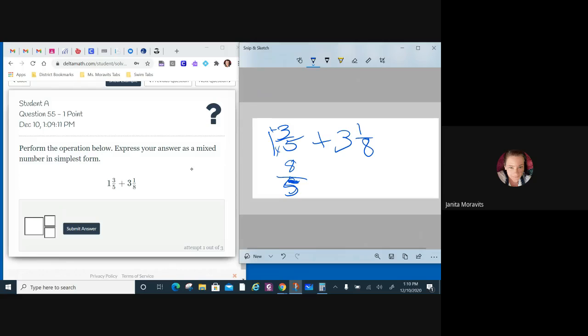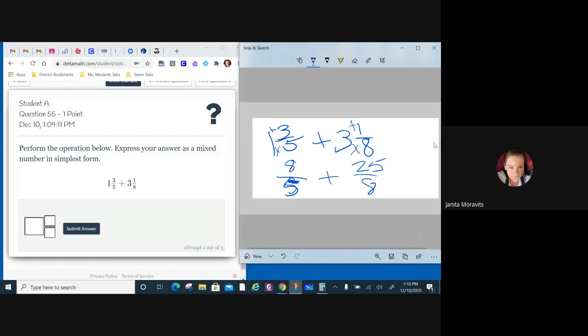Okay? Now we're going to do the same thing. 8 times 3 is 24, plus 1 is 25. So that's 25 over 8. So we have 8 over 5, and we have 25 over 8. Now, we're going to have to figure out a way to make these bottoms the same. And it looks like the smallest number that both of those are going to go into is probably going to be 40.